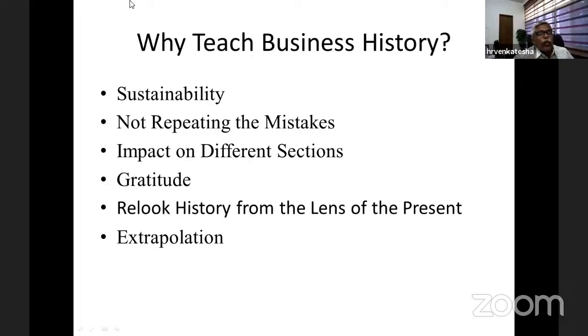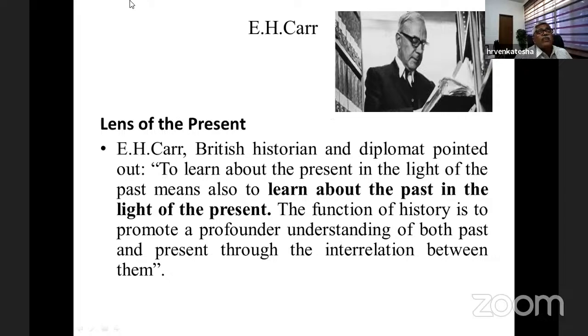And to make our children show gratitude to the icons who made a difference to this business world, we have to teach business history to our commerce, management, business, accounting students. Another very important reason is that we have to re-look into the history from the lens of the present. History is very, very dynamic that way. It has to keep changing.